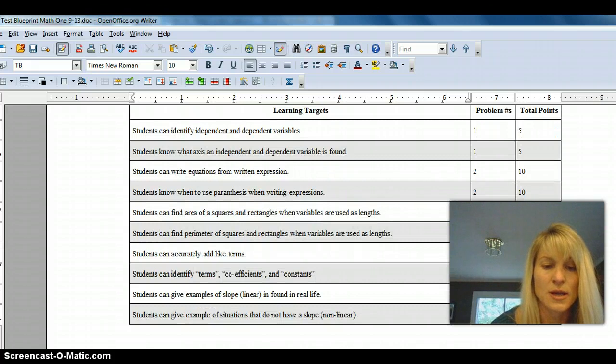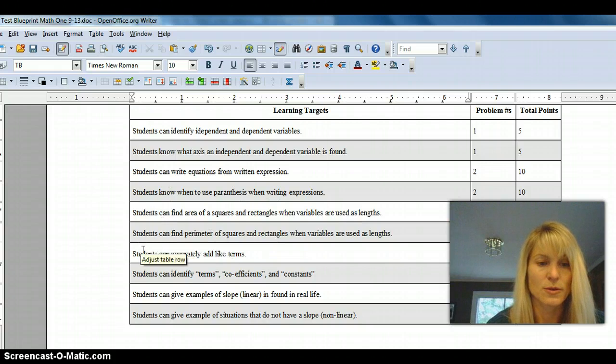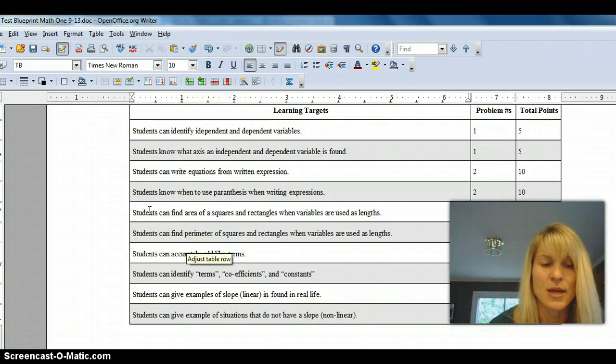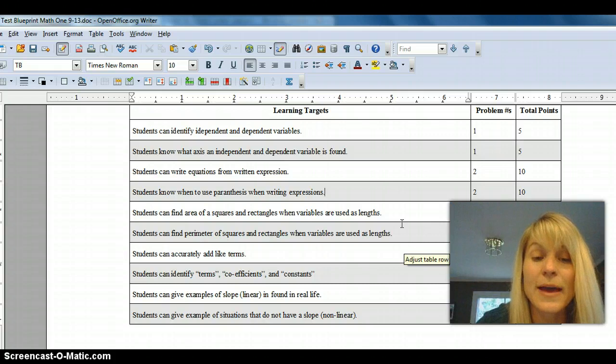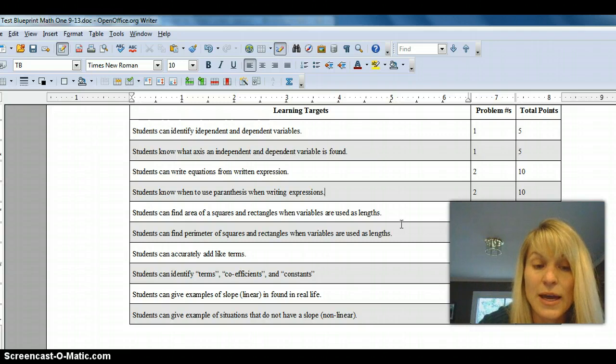So you're going to go through and do a question for the rest. So you're going to do a question for these, 1, 2, 3, 4, 5, 6, the last 6 ones. So the first one says students can find the area of squares and rectangles when variables are used as a length. So obviously you're going to want to draw a figure on that, put some variables in there, and ask them to find the area. And the same thing for below, but with perimeter. Make up a question where the student has to identify a term, coefficient, or constant. Make up a real life example of slope, and then a not real life example of slope.